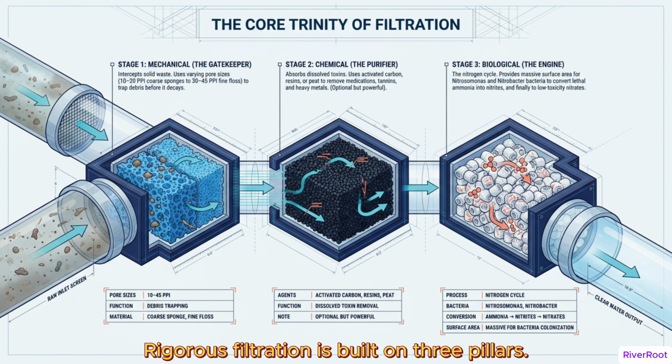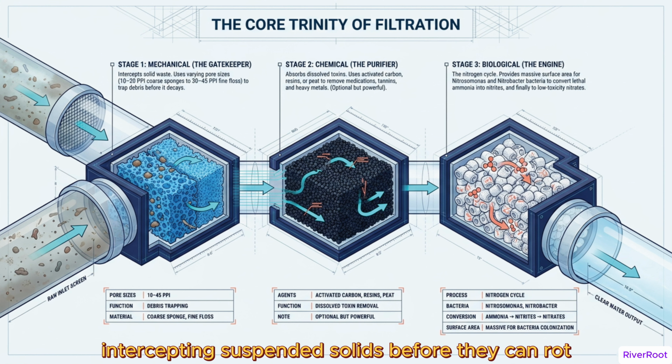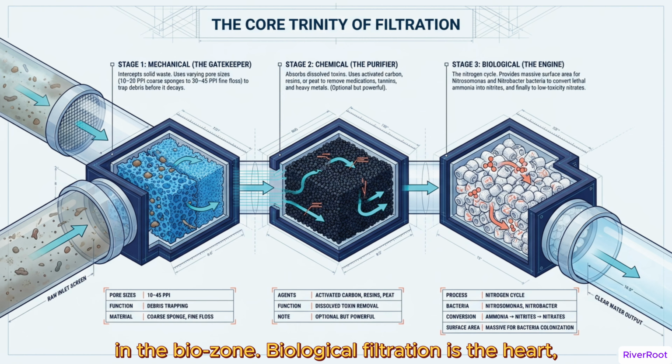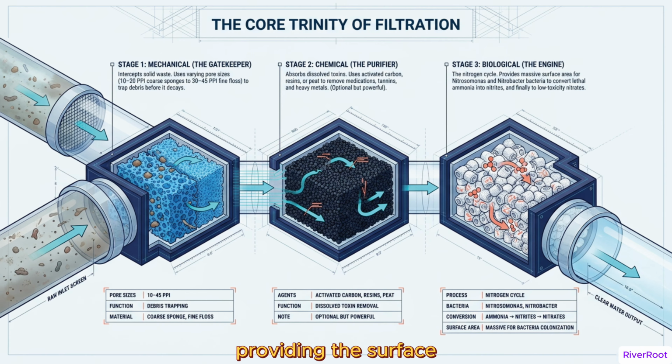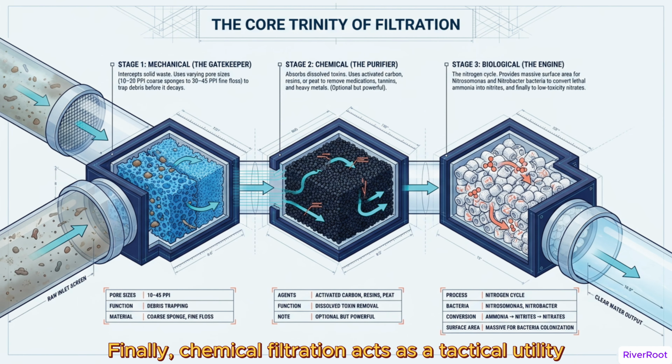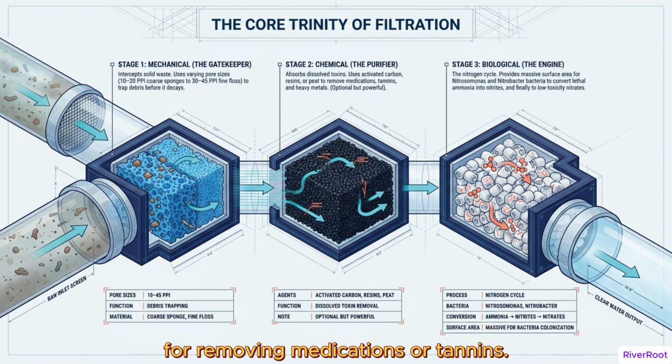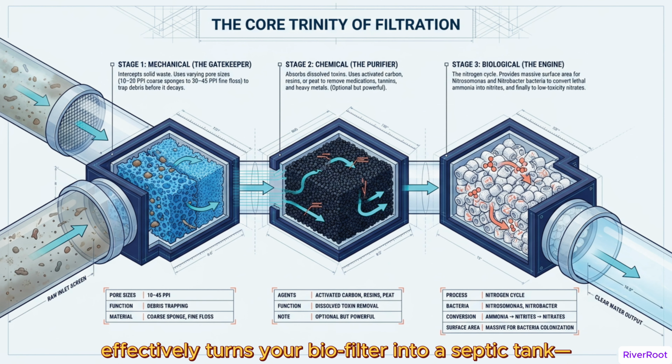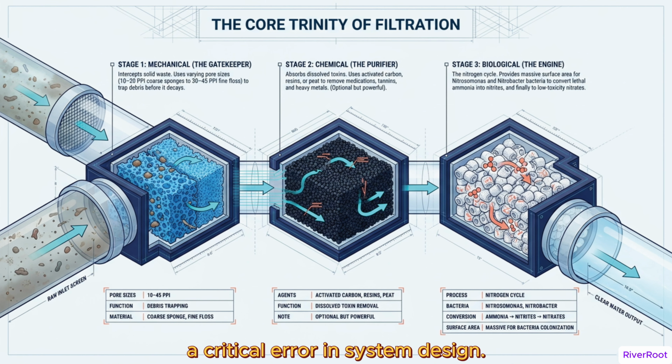Rigorous filtration is built on three pillars. Mechanical filtration is your front line, intercepting suspended solids before they can rot in the biozone. Biological filtration is the heart, providing the surface area for nitrifying bacteria to thrive. Finally, chemical filtration acts as a tactical utility for removing medications or tannins. Ignoring physical interception effectively turns your biofilter into a septic tank, a critical error in system design.